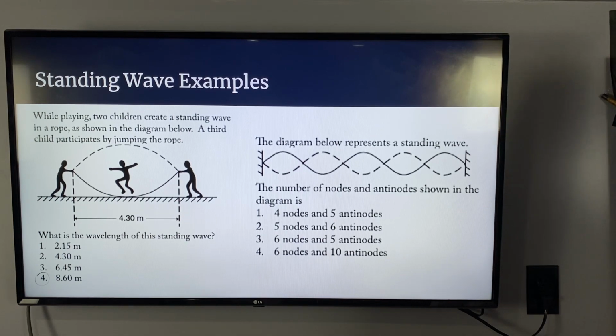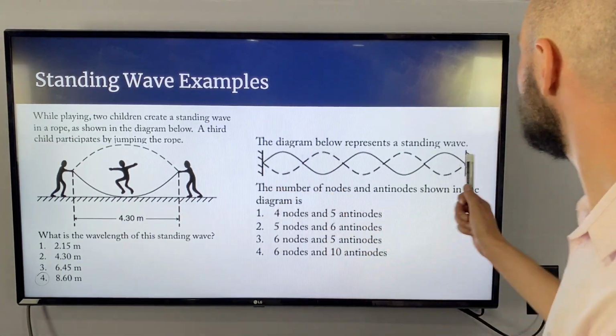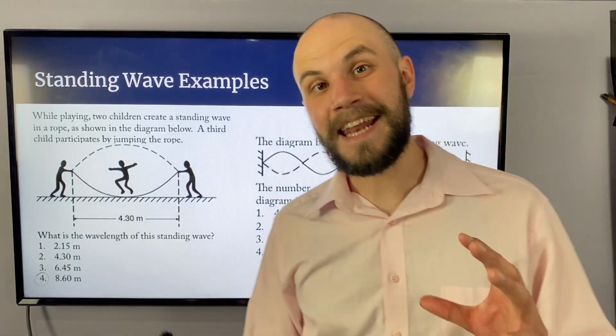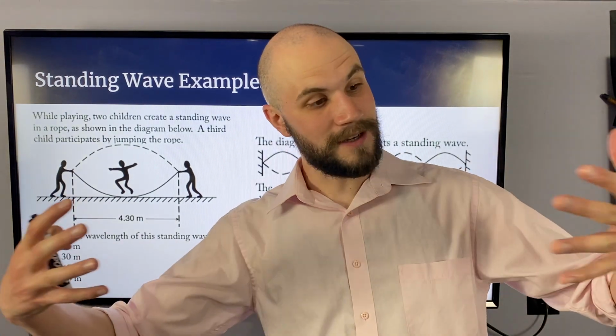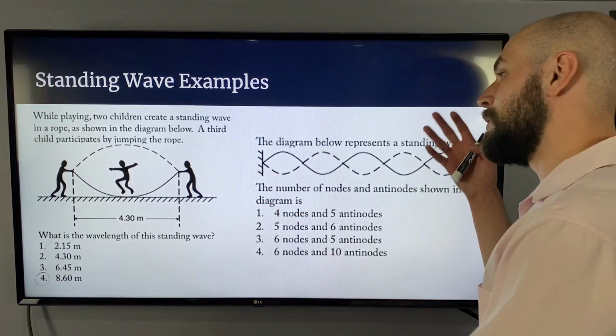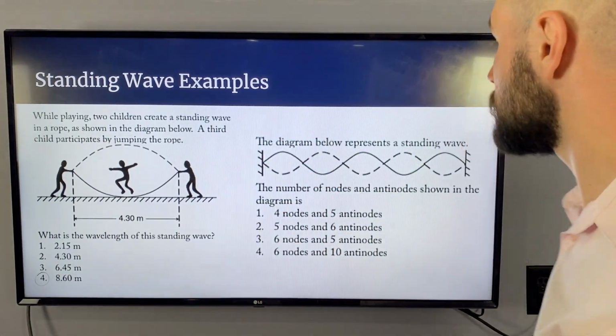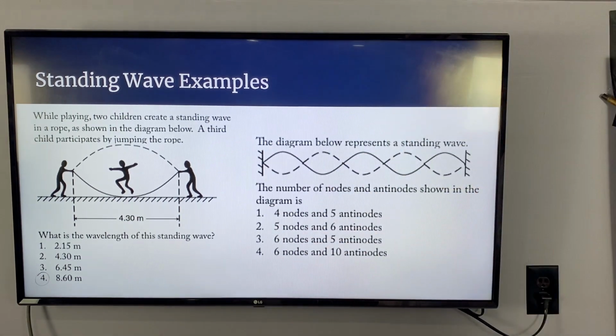Next, the diagram below represents a standing wave. Here we have our wave generated between these two fixed points. Again, a standing wave is the resultant disturbance of two waves moving past one another. Those waves are still moving, but what it looks like is a single wave oscillating at a single point in space. Really, it's two waves moving across.